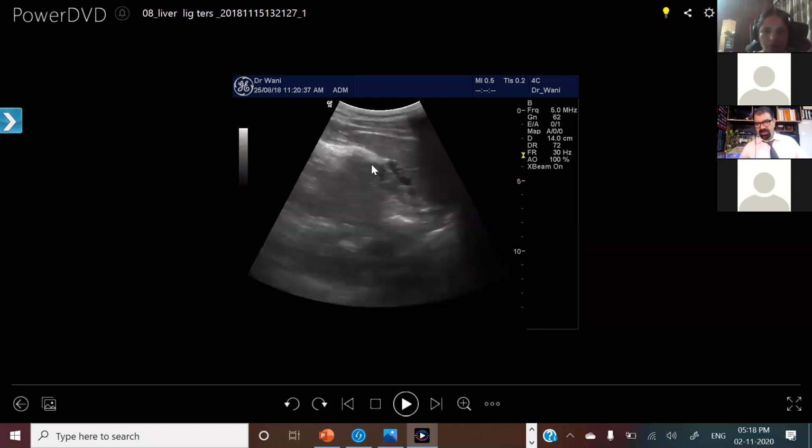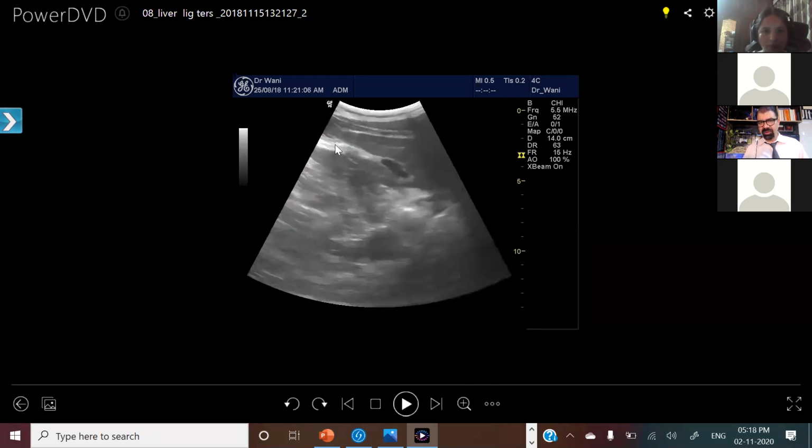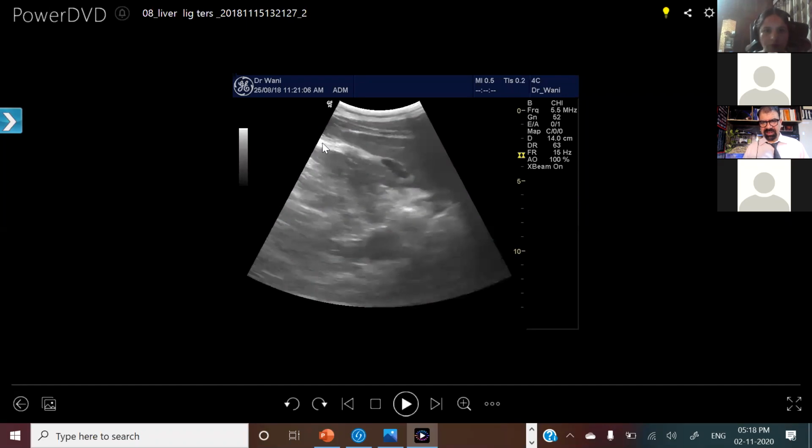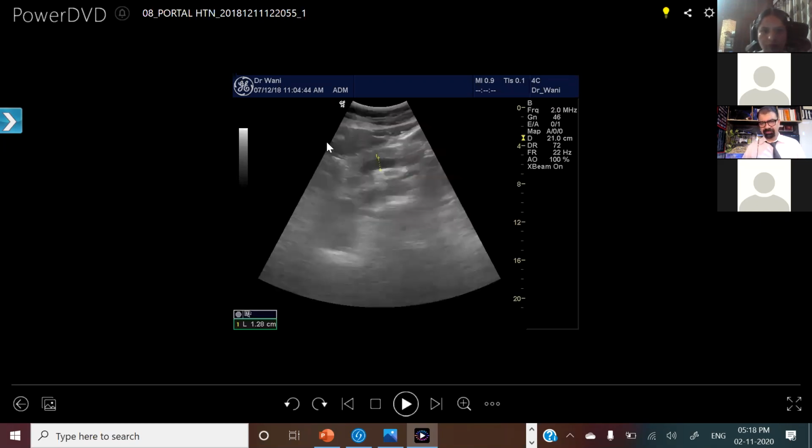Now pay attention over here. This is the left portal vein, which is leading to the ligamentum teres. I have to see this ligamentum teres in case of portal hypertension. In this case, the portal vein was about 13 millimeters, on the upper side, mildly dilated.